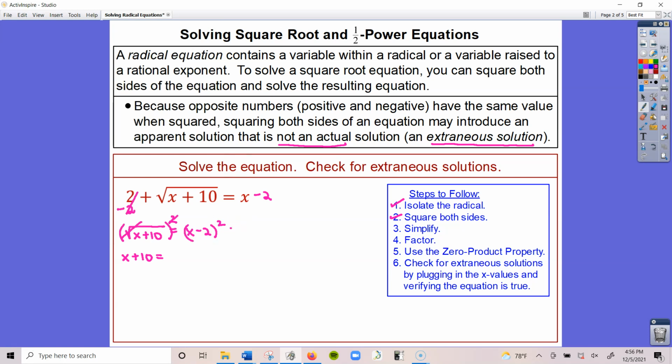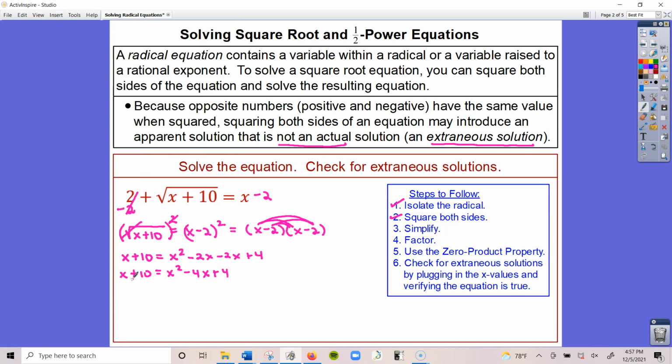Now x minus 2, remember that this is x minus 2 times x minus 2. So we're going to need to FOIL, or distribute everything. x times x is x squared. x times negative 2 is negative 2x. Negative 2 times x is another negative 2x. And negative 2 times negative 2 is a positive 4. Now let's simplify this. So we get x plus 10 is equal to x squared minus 4x plus 4.